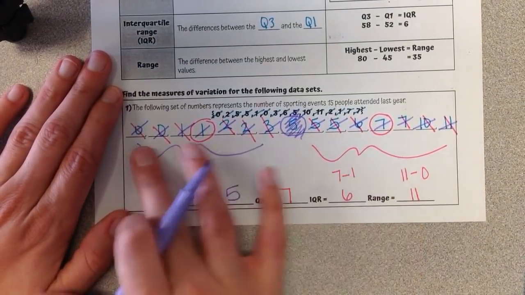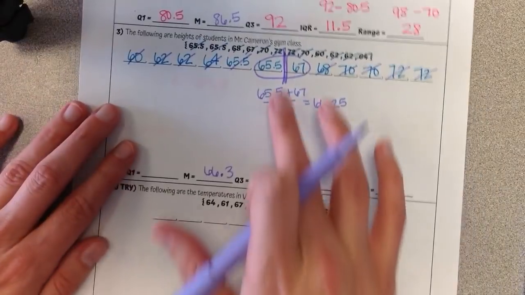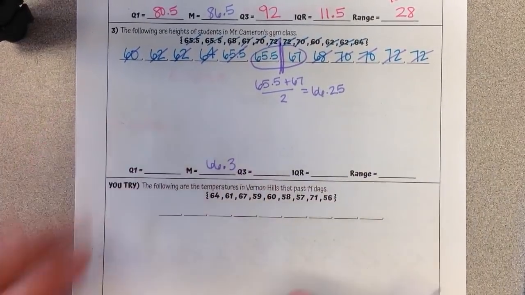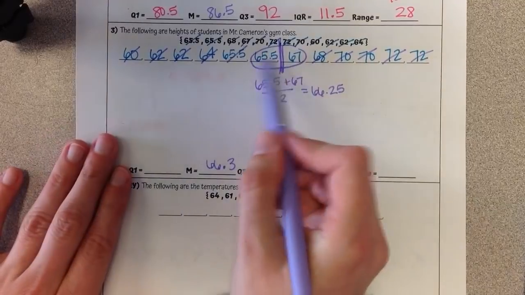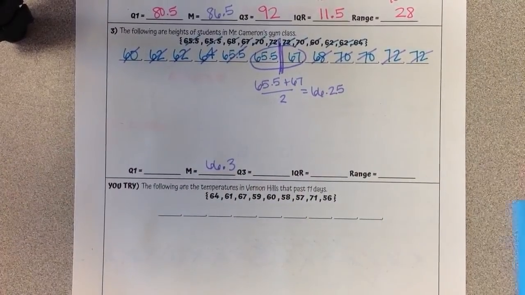Again, when there's two numbers in the middle, we draw the line in the middle, right? When there was 1, we cross it off. We don't include it in the bottom half or the top half. When there's 2, we put the line in the middle and we include the bottom one for the bottom half, the top one for the top half.